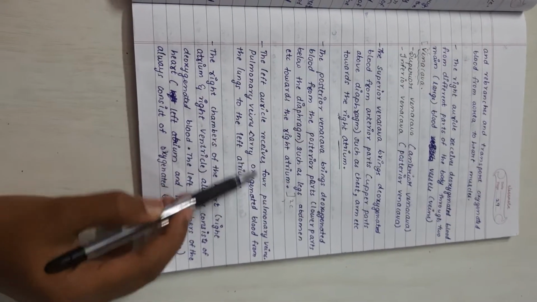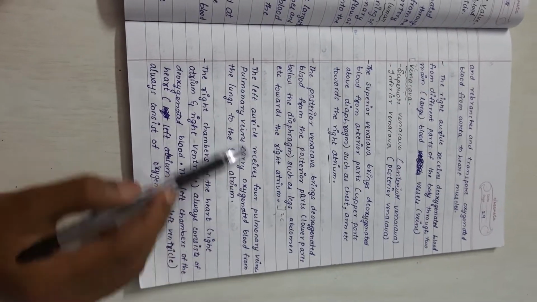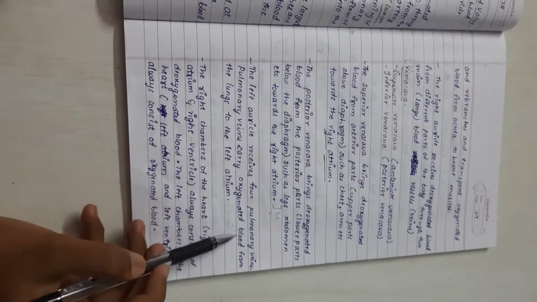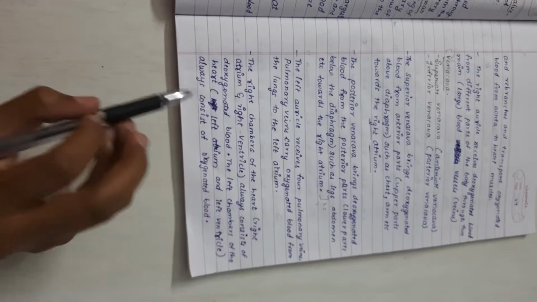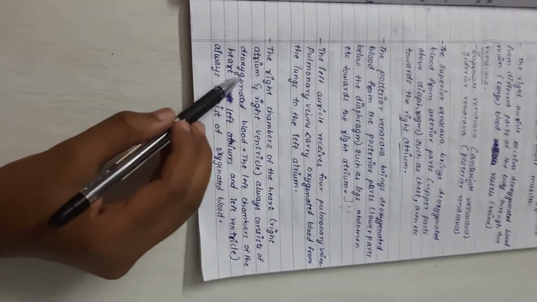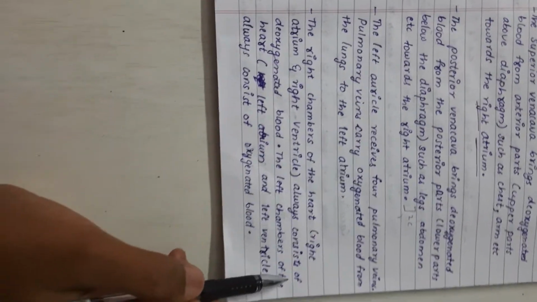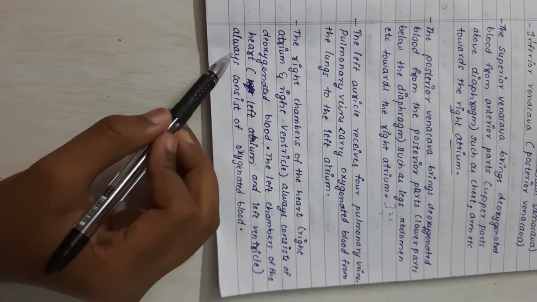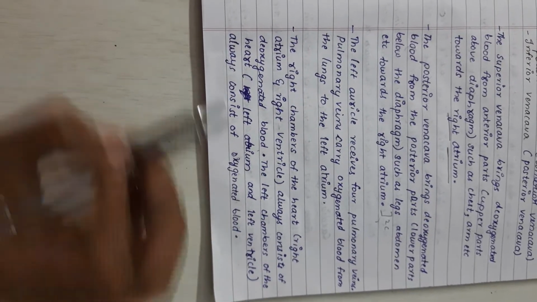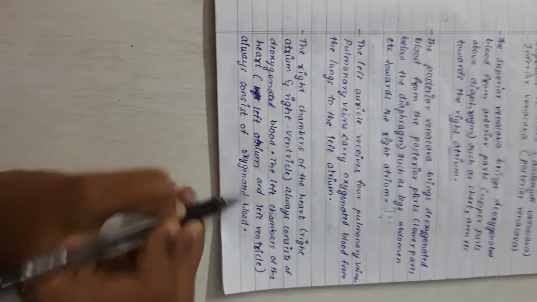The left auricle receives four pulmonary veins. Pulmonary veins carry oxygenated blood from the lungs to the left atrium. The right chambers of the heart, right atrium and right ventricle, always consist of deoxygenated blood. The left chambers of the heart, left atrium and left ventricle, always consist of oxygenated blood.